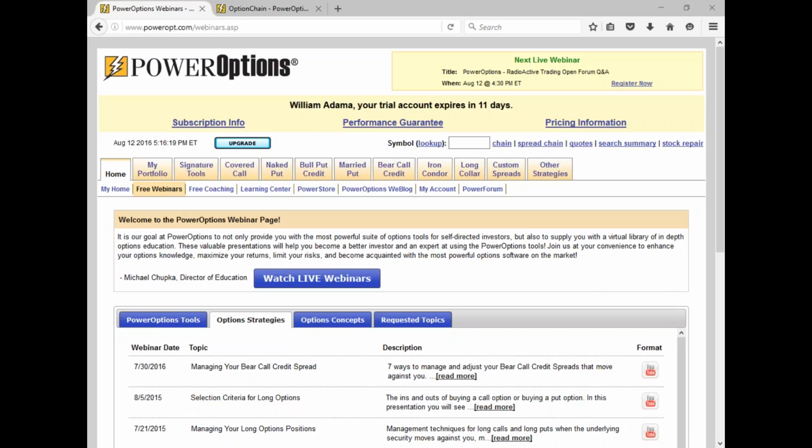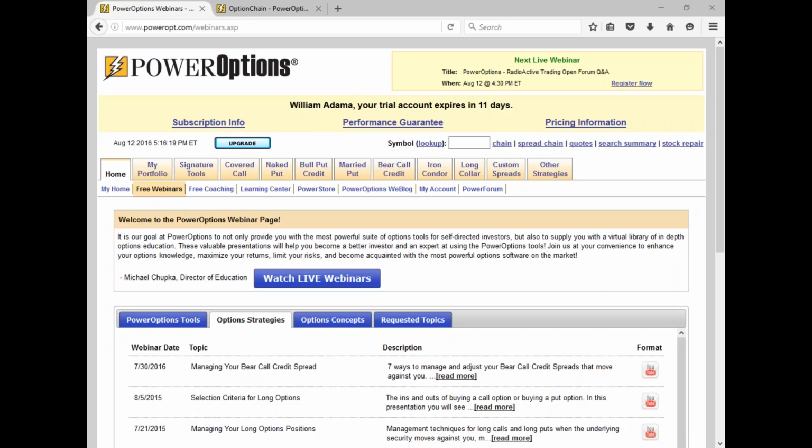That is your responsibility. What the performance guarantee states is that if you're using the Power Options tools and you're following some of our guidance and our education, we feel confident that you should be able to profit, even a small amount. But what the performance guarantee says is that if you don't make a profit, of course, during a given month using Power Options, you can email us in and we'll give you your next month free.